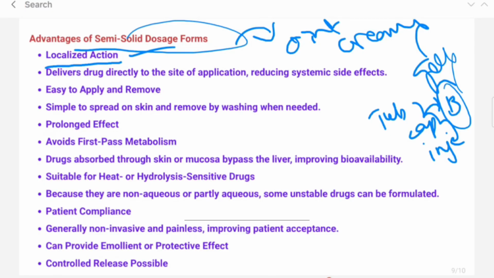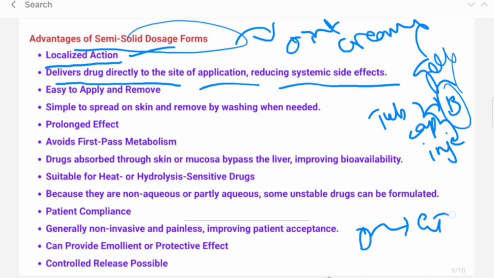Then it delivers the drug directly to the site of application, reducing systemic side effects. Whereas in case of some other types of dosage forms, the drug is supposed to pass through the GIT, and then reach the site of action. Whereas in case of semi-solid dosage form, the drug goes directly to the site of action, and there is less chance of entering the systemic circulation, that is, the blood.